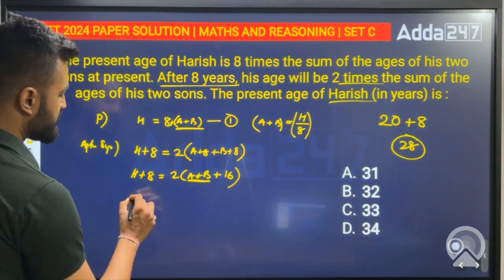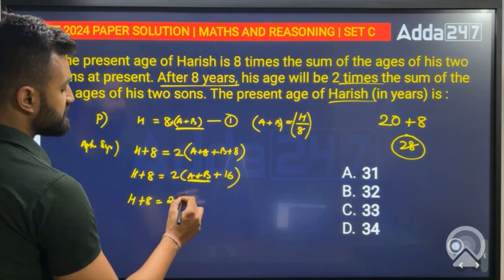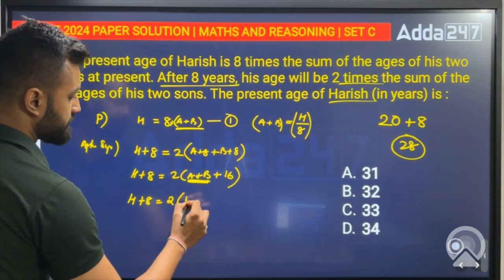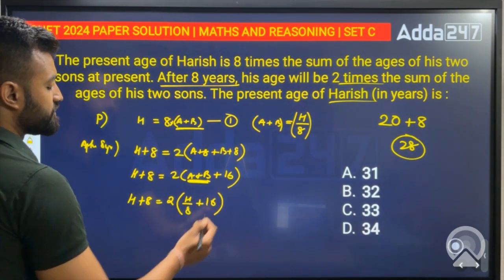You would say, okay sir, so H plus 8 is here. Out here we have 2. Instead of A plus B, which I just found out I can write as H by 8, I am writing H by 8. And here it is plus 16. Just simplify this equation, you will get Harish's age.